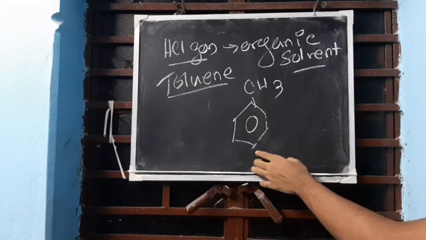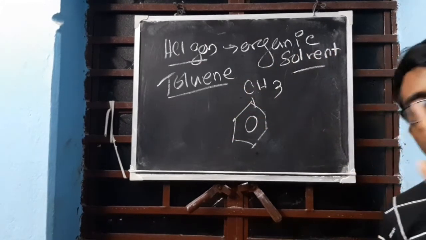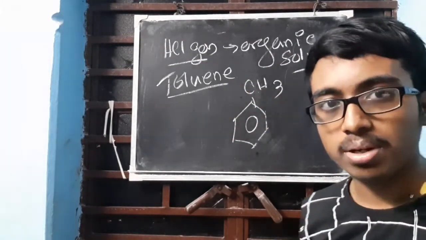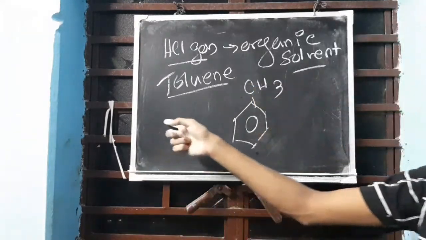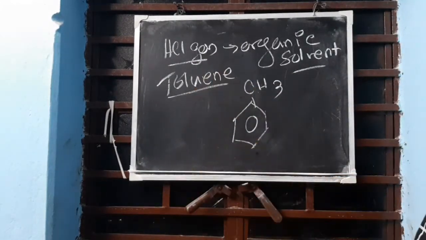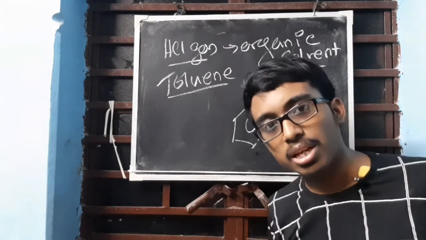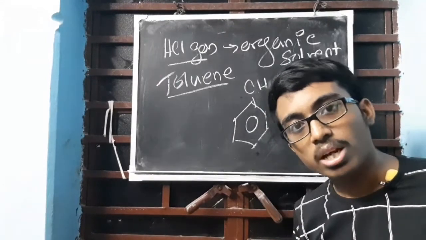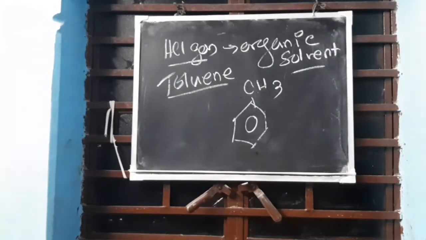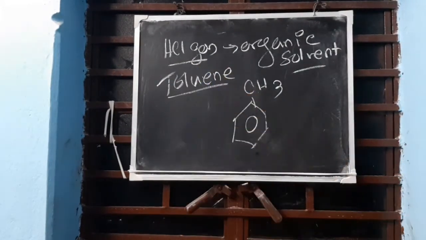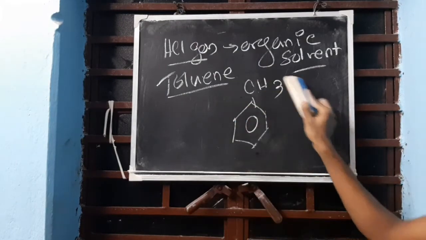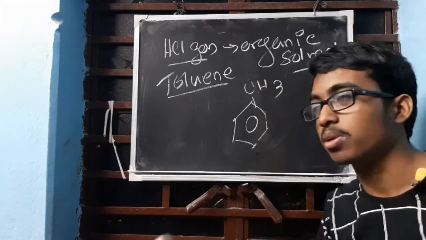This is a benzene ring, a benzene ring added with a methyl group. It is toluene. Clear? So HCl gas is soluble in toluene. In toluene, whenever it is dissolved, it will neither turn blue litmus red nor conduct electricity. None of the above it will do. Clear? So it is soluble in the organic solvent toluene. This is in organic chemistry, not now. Okay.